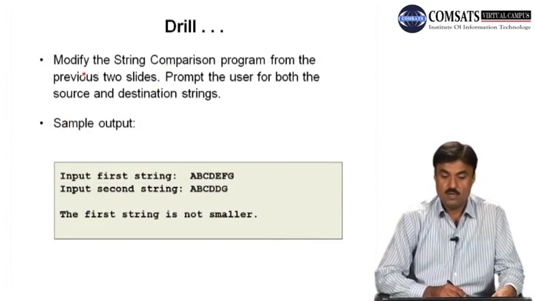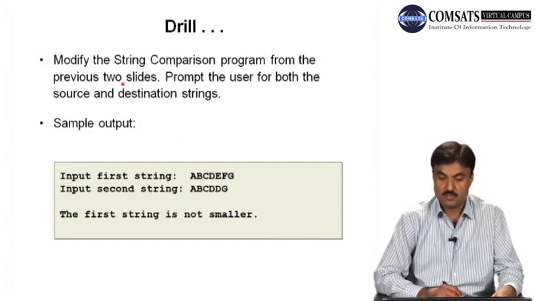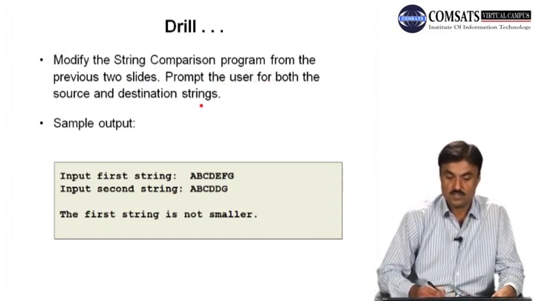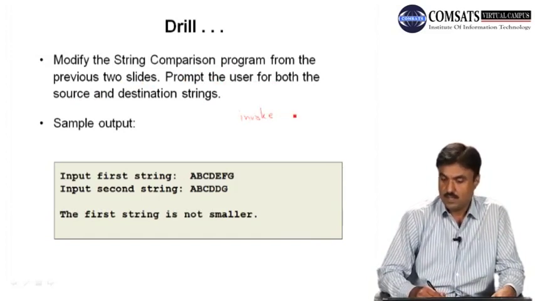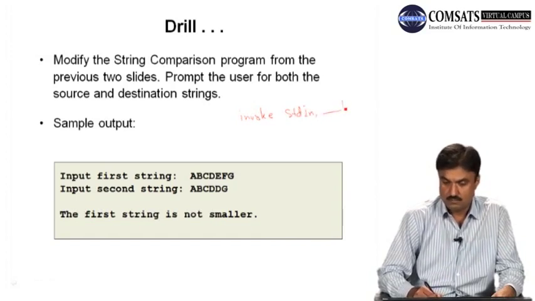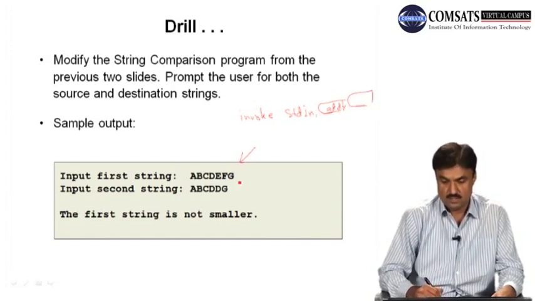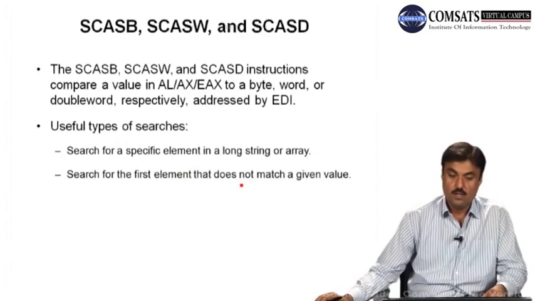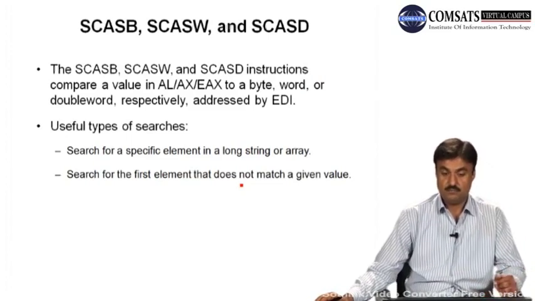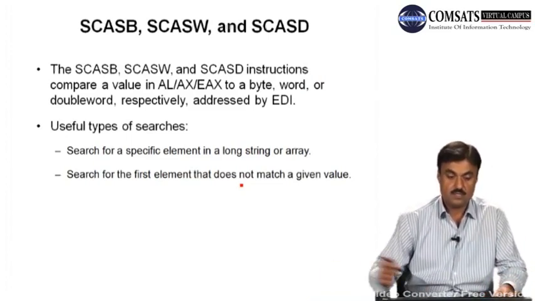However, here you can see: modify the string comparison program from the previous two slides and prompt the user for both the source and destination strings. So you can use invoke and stdin, and then you can use the address of the source or destination, and so on. So you can receive these two strings and then use the compare. This was about the move and comparison.